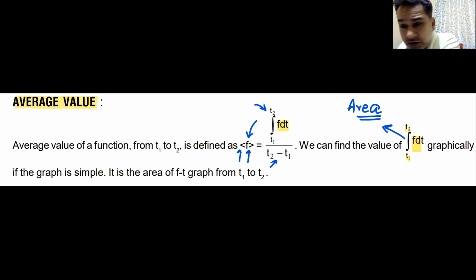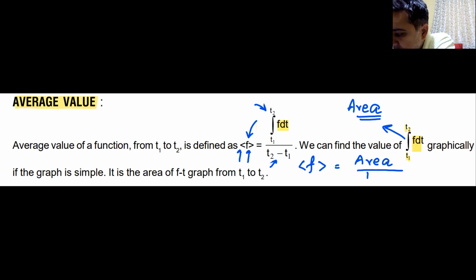So instead of writing it in this form, I can write it like this. The average value of F will be the area under the graph divided by total time. Do we understand this? Yes, sir. Area divided by time.